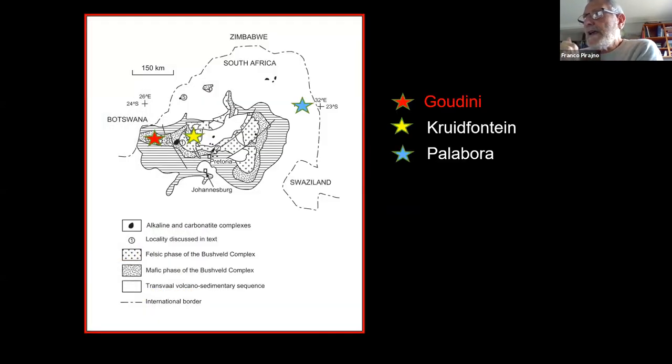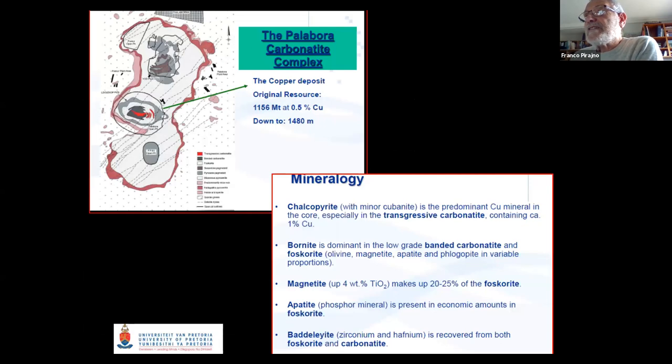Now, let's move on to South Africa, the Bushveld igneous complex, here it is. But here you have the Goudini carbonatite system, the Kruidfontein. I worked on both of these, and Palabora, which is perhaps the most famous one. That's Palabora. It is a syenitic material, but essentially carbonatite sits in the middle here. It's got chalcopyrite, bornite, magnetite, apatite, phosphorite, and so on. And it's currently being mined. It's a copper deposit.